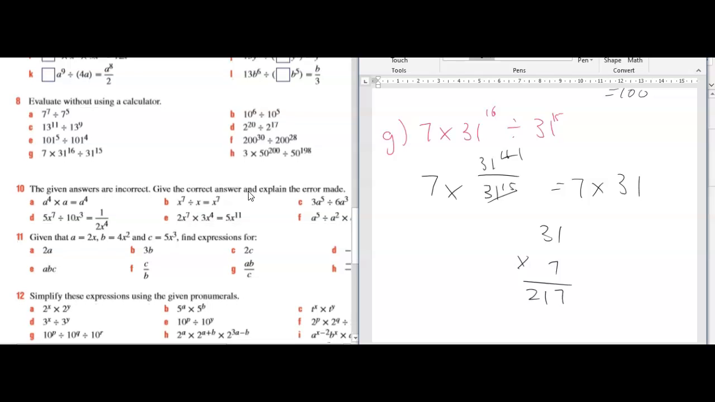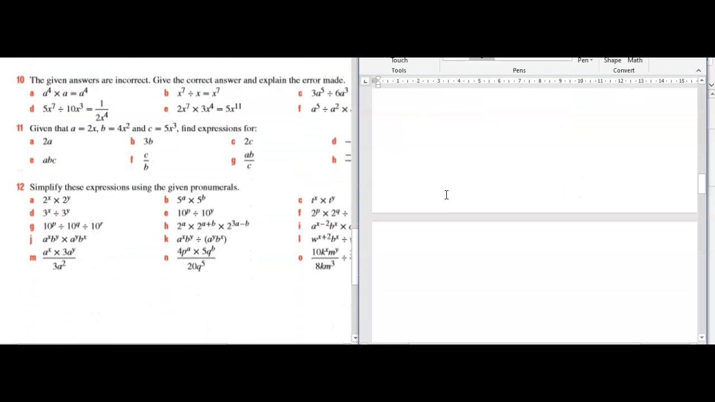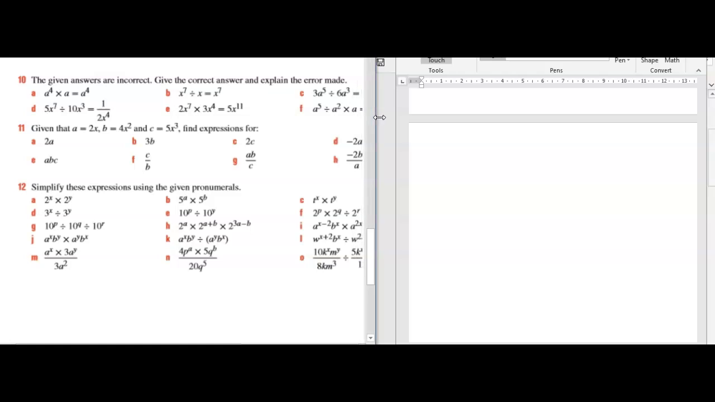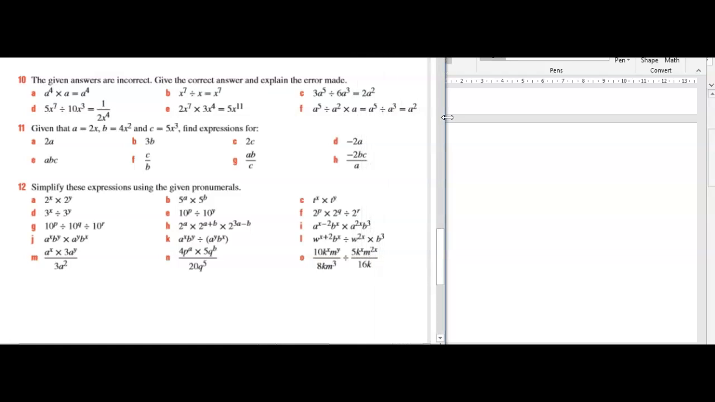Okay. So let's move on to question 10. The given answers are incorrect. Give the correct answer and explain the error made. Okay. So I might just explain this one for you and you can just fix it. So let's just scroll over because we're missing a bit here. Oh, there. Oh, gosh, it's a long question.